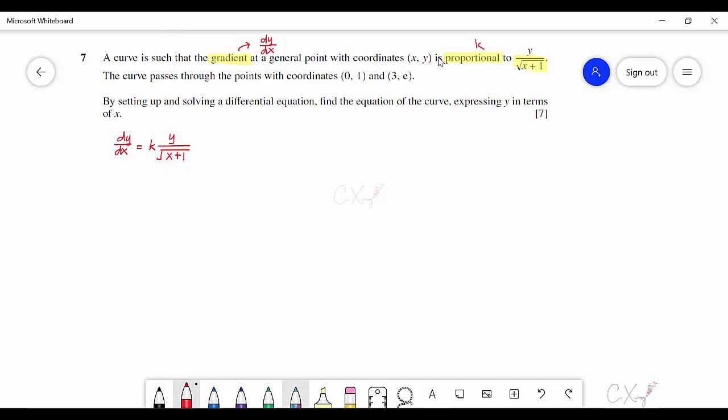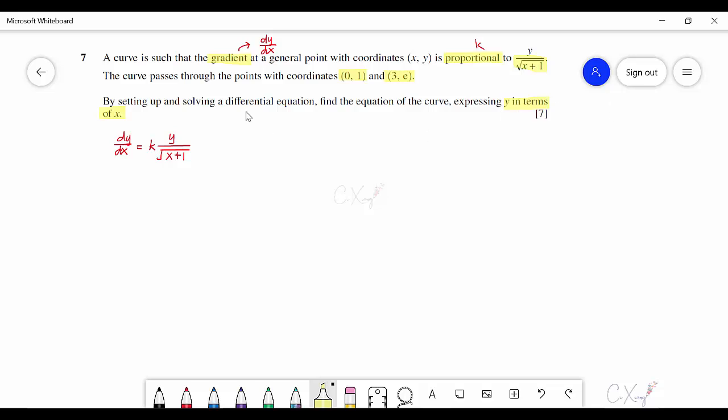Next, the curve passes through the point with this coordinate. We will use these two coordinates later, after the integration, to find the constant values like k or the c that appears later. By setting up and solving the differential equation, find the equation of the curve expressing y in terms of x. So your final answer should be expressed with y in terms of x.